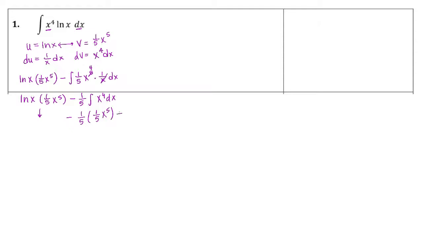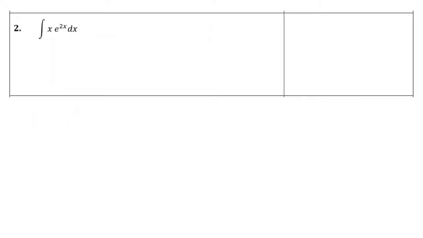5th plus c. So putting together the entire answer, you're going to have natural log x times 1/5 x to the 5th minus 1/25 x to the 5th plus c.